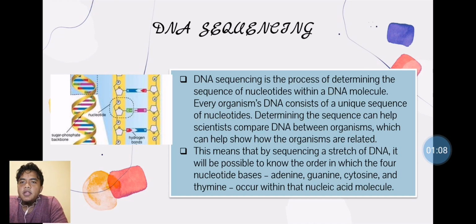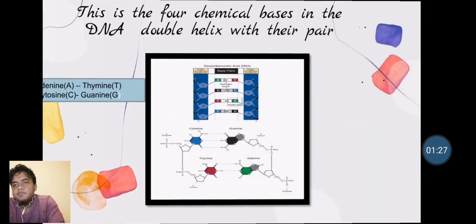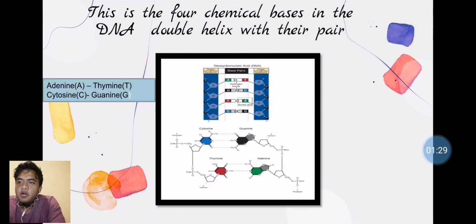So the strand of DNA has four nucleotide bases, which are adenine, guanine, cytosine, and thymine. These four bases are related to each other, and each has its own base pair. So these are the four base pairs in the DNA. Adenine pairs with thymine, cytosine pairs with guanine. Adenine and thymine have 2 hydrogen bonds, whereas cytosine and guanine have 3 hydrogen bonds.